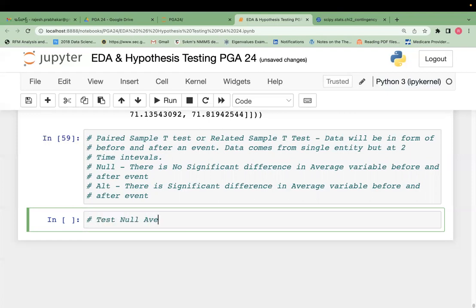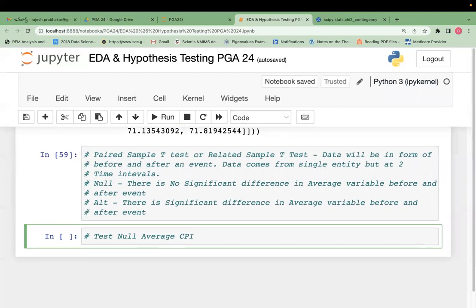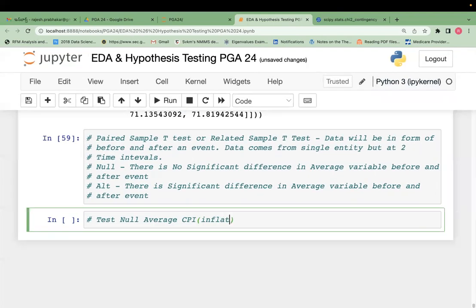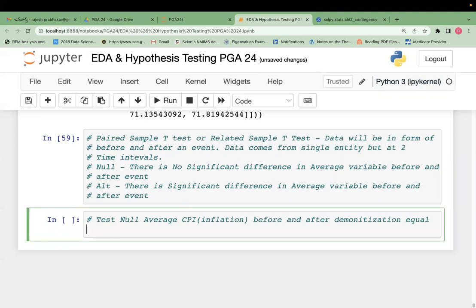Test null: the average CPI, consumer price inflation, before and after demonetization is equal. We'll take 12 months before and 12 months after, and then we will do the test. November 2016 is when the demonetization occurred. So before demonetization, what was the monthly inflation?